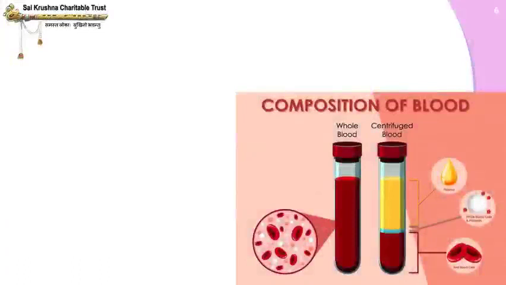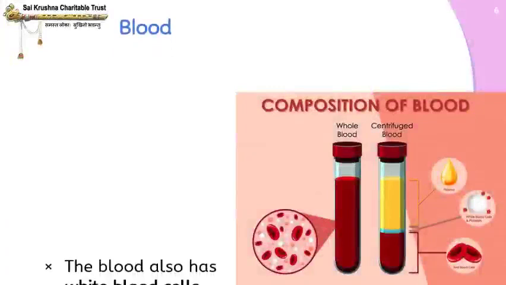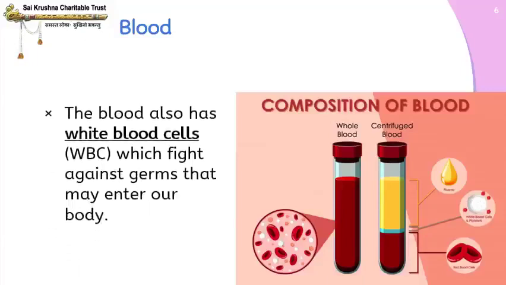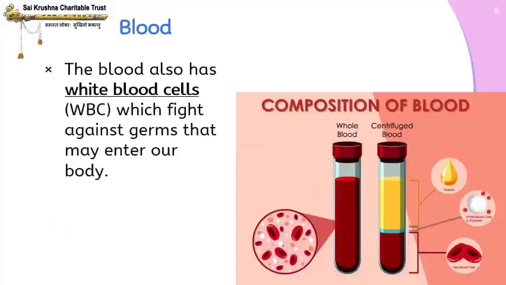Now let us see other aspects of the blood. There is a process called centrifugation. What happens in a centrifugation process? It can separate the various components of the blood. For example, if you take a tube full of regular blood and put it into a centrifuge, the blood will get separated into three components. What are the three components? Plasma, red blood cells, and white blood cells.